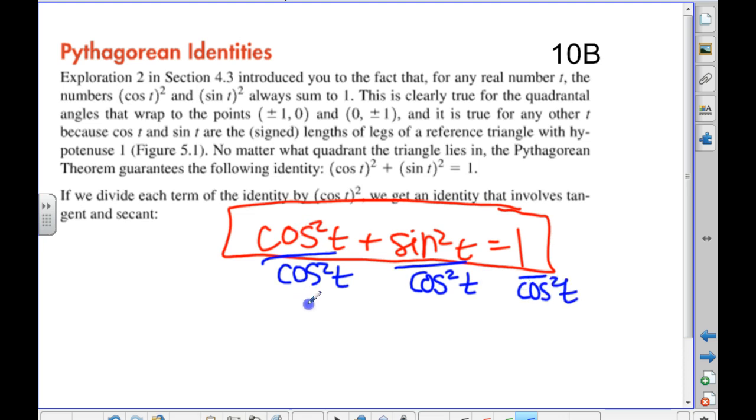cosine squared over cosine squared is 1. Sine over cosine, anybody remember what sine over cosine is? We just talked about that. It is tangent. Isn't it tangent squared though? Yes, because this is squared, the tangent would be squared.